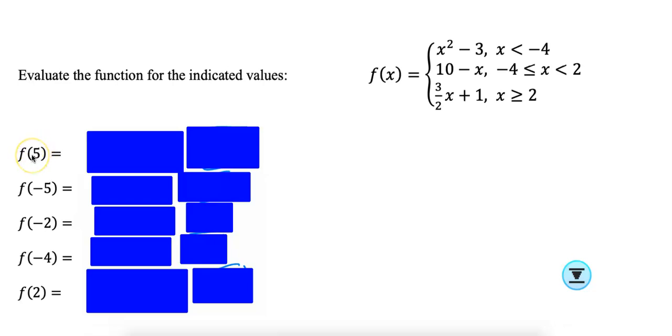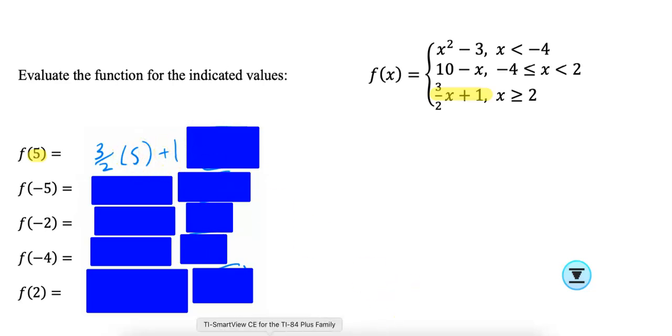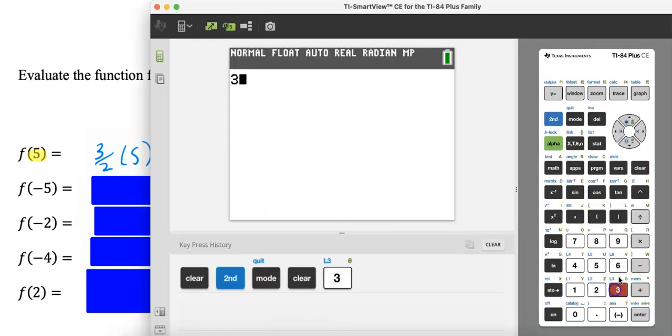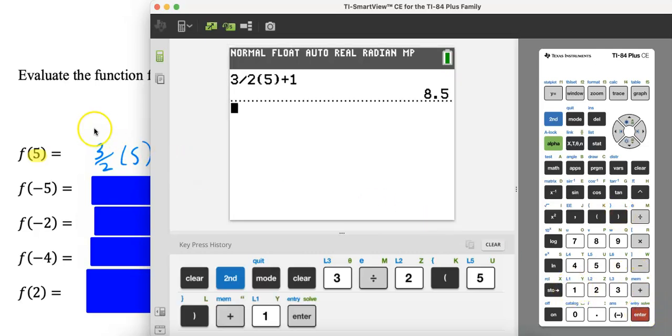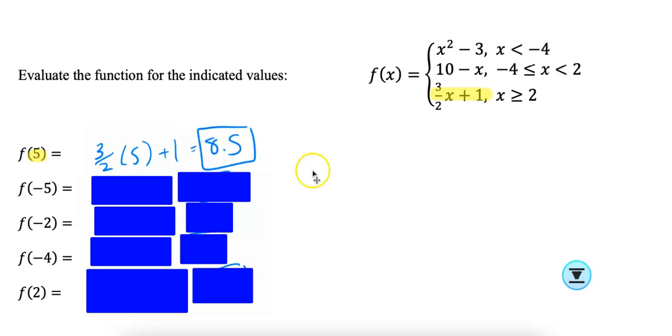So starting off with f of 5, 5 is going to be greater than 2. So I'm going to take 5 and put it into my last function. So I would have 3/2 parentheses 5 plus 1. Now again, you could do mental math, or you could head straight to your calculator and say 3 divided by 2 times 5 plus 1, and our answer is 8.5. So totally up to you if you've got a calculator or not.